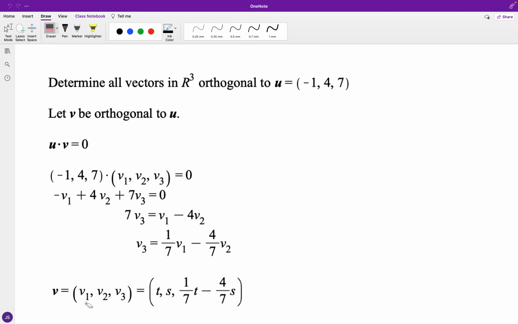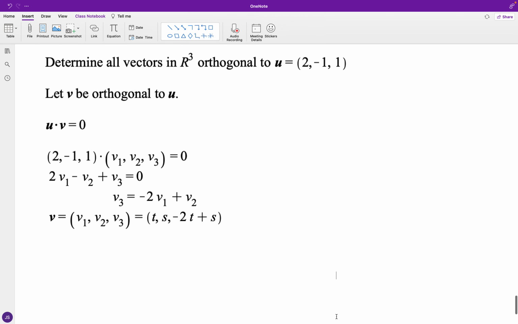So if I let v1 be equal to t and v2 be equal to s, now for v3, I have 1/7 of v1, so that's going to be 1/7 of t, and minus 4/7 of v2, so that's going to be minus 4/7 of s, and that will be the resulting orthogonal vector.